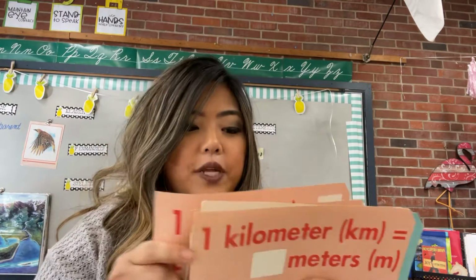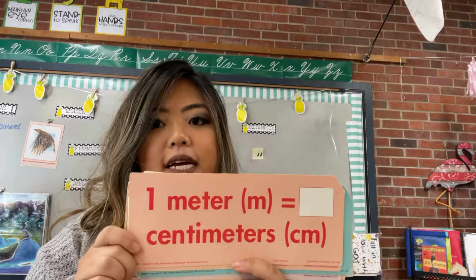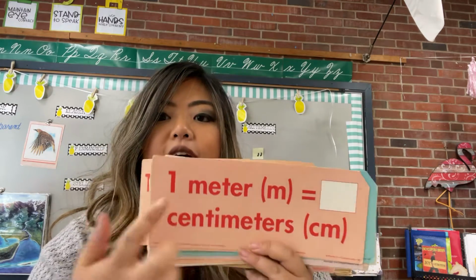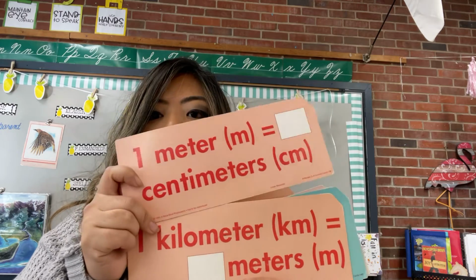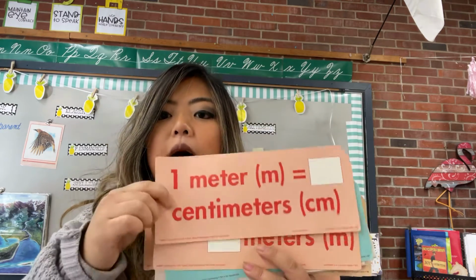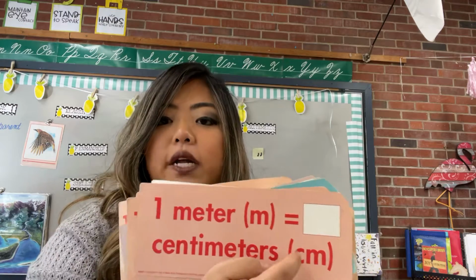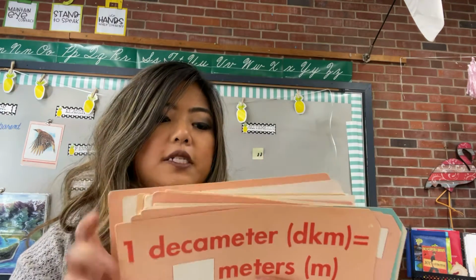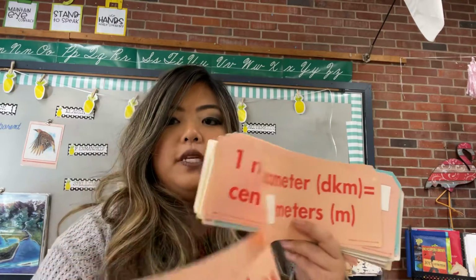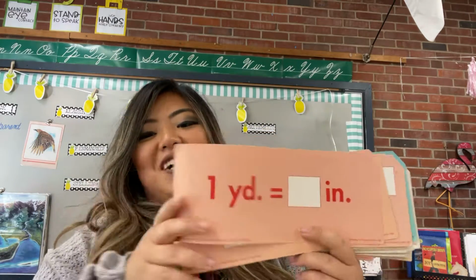Kilometer, kilo, 1,000. Centi, 100. They flipped it, notice. Kilo is larger, so they're saying a kilometer is 1,000 meters. But 1 meter, it takes 100 centimeters to make 1 meter. Decameters, 10. Okay, don't miss this. Oh, I just gave it to you.